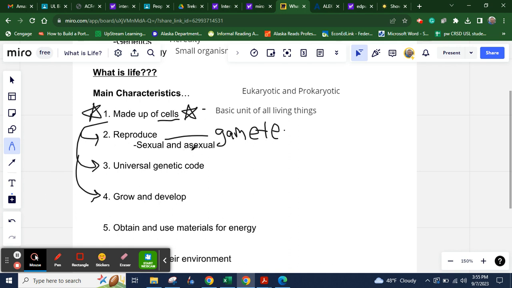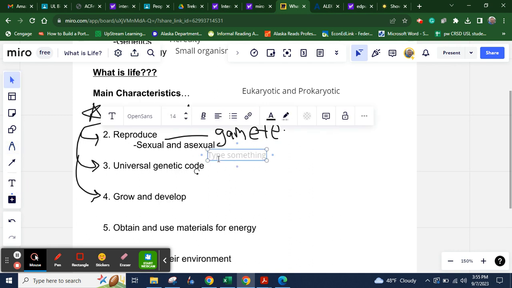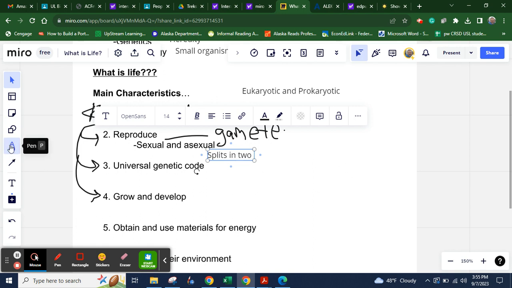Asexual is something completely different. Asexual is where something splits in two. It can also be something like a sea star losing an arm. It's not really reproduction though, but it's something else. So they split in two. You have a single-celled organism like an amoeba. Amoebas don't really do this, but you have a single-celled organism, one cell.